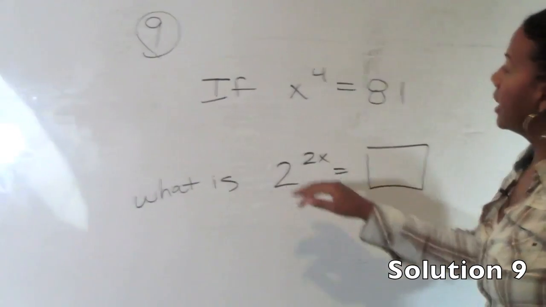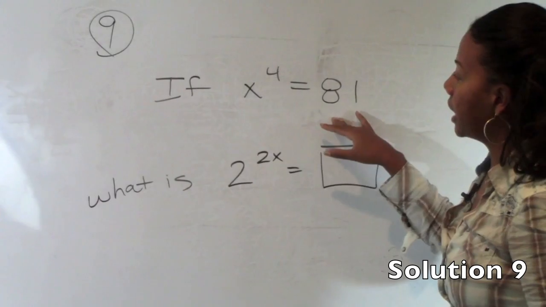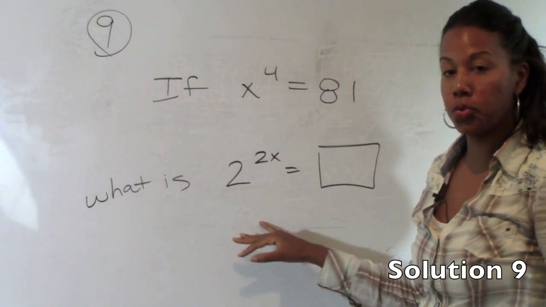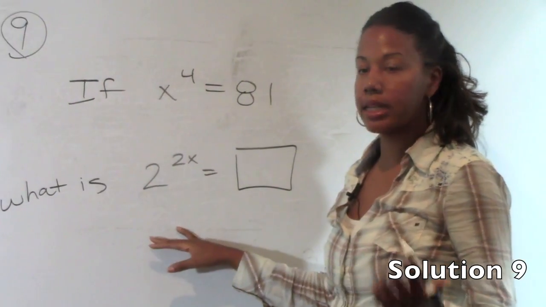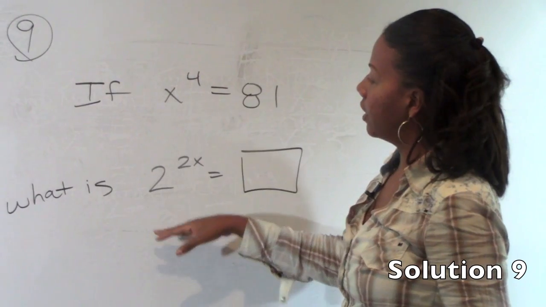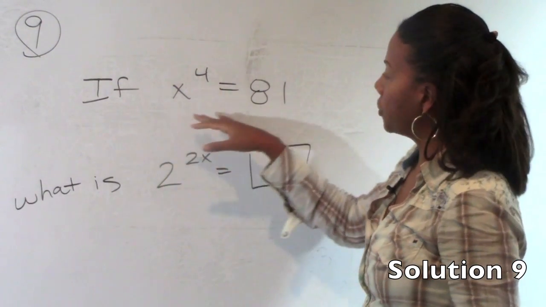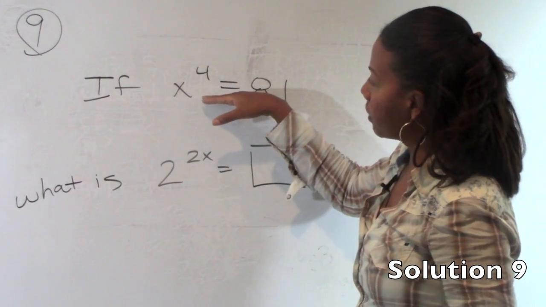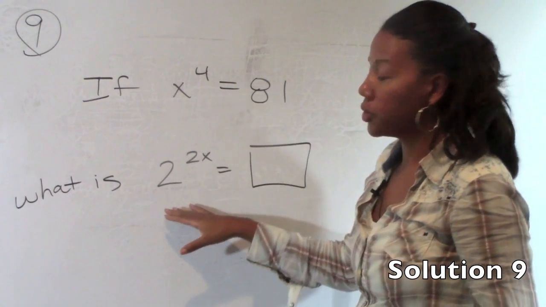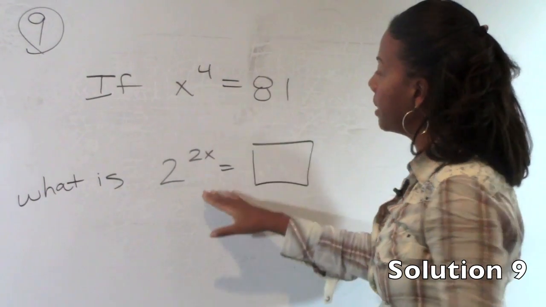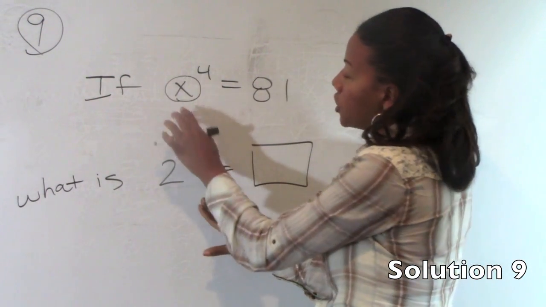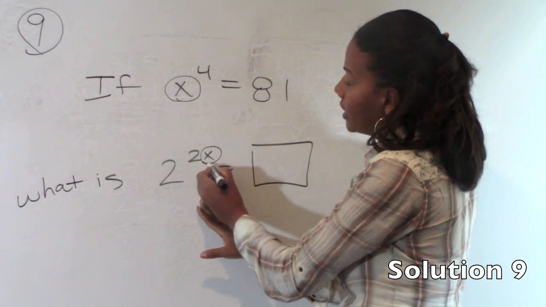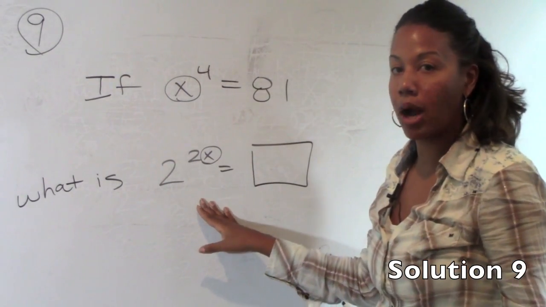Number 9. Number 9 says if x to the 4th is 81, then what is 2 raised to the 2x power? So I consider this to be an if-then question. For an if-then question, you'll notice that there's something repeated from the first part of the problem to the second part of the problem. And what's repeated is our variable x. So x is the same up here as it is down here because it's within the same problem.